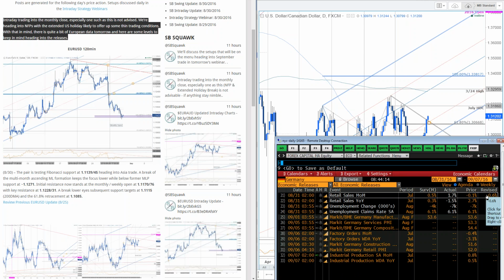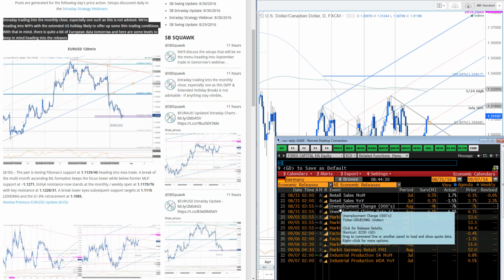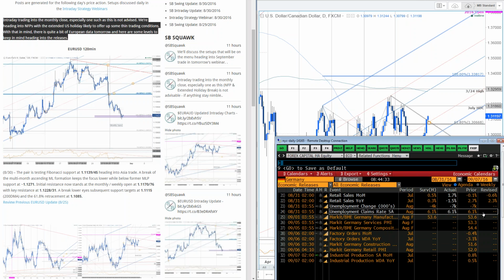Retail sales actually came in stronger than expected on a month-on-month basis, blew out the expectation with a 1.7% print. That was kind of curbed by a weaker print on unemployment, as the unemployment headline rate held at 6.1%. The reason unemployment tends to be a little bit more significant than broader Eurozone unemployment is just because of the sheer size and magnitude of the German economy. So that was on tap at 2 o'clock.